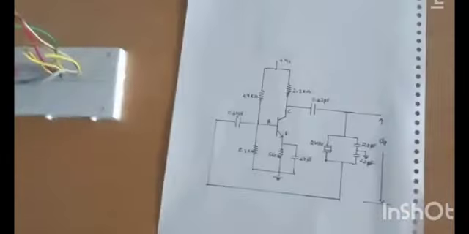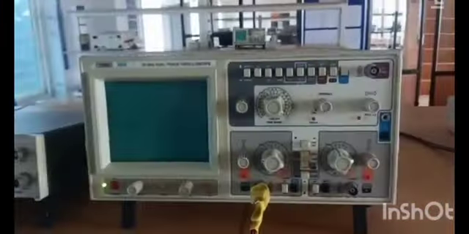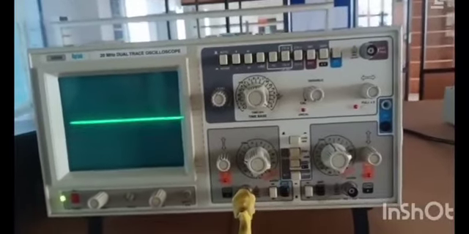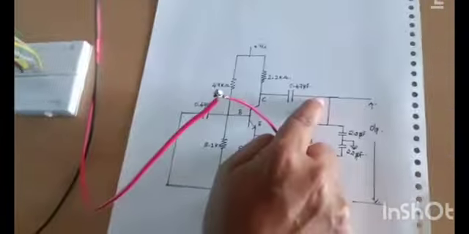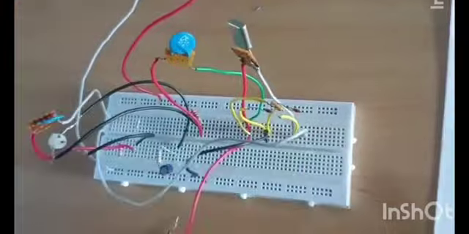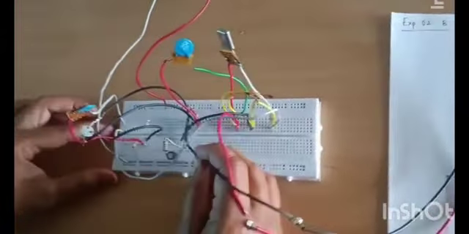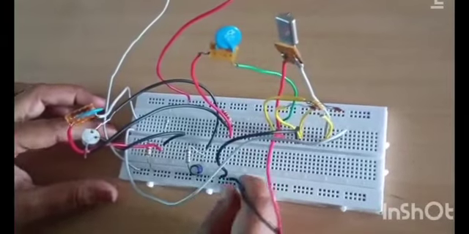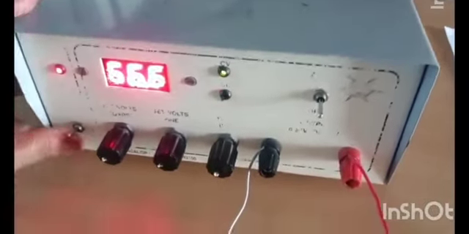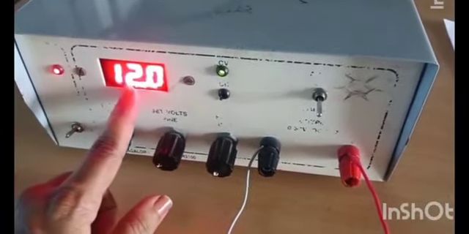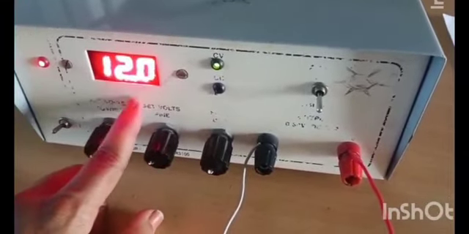Now in order to see the output, I need to connect to the CRO. As I told earlier, we are using only a single channel because we are not giving any input, we are seeing only the output. From the CRO, the positive end has to go to this point, and the negative end is given to ground. That's the end of the connection. The only input supply we are giving is the DC supply, which has to be set to 12 volts, which we have done already. Now we'll see what output we are getting at the CRO.